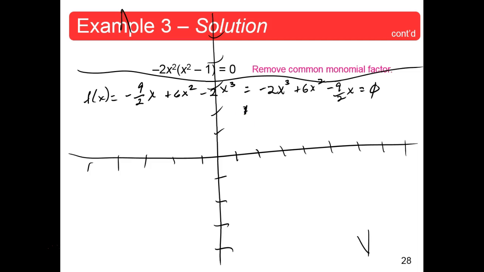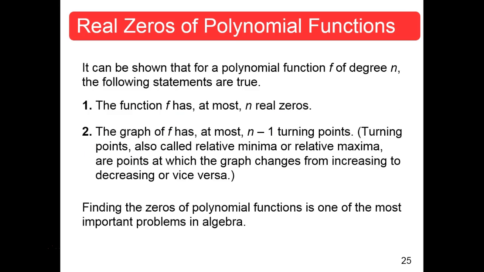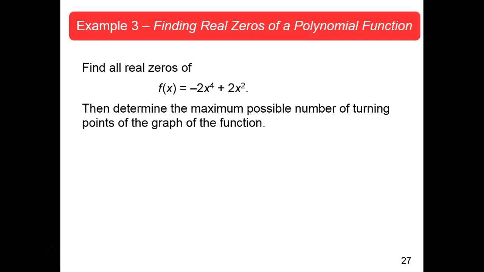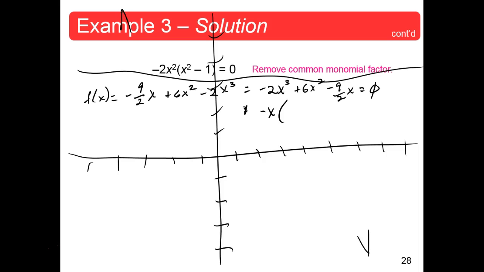I suggest you factor out the negative sign too because I don't like starting off with a negative number. So let's factor out a negative x. And what do we have left? 2x squared minus 6x plus 9 halves. And we're going to set that equal to 0. Good deal.